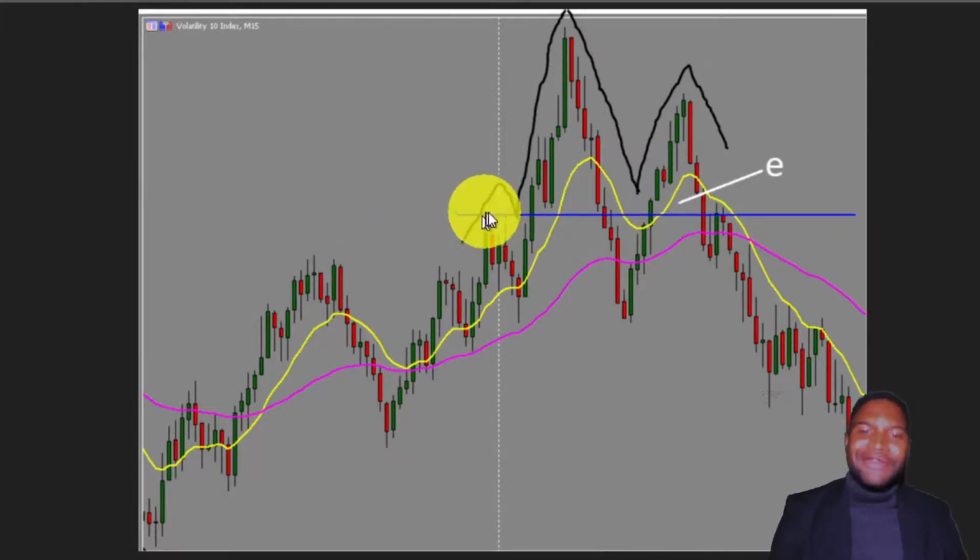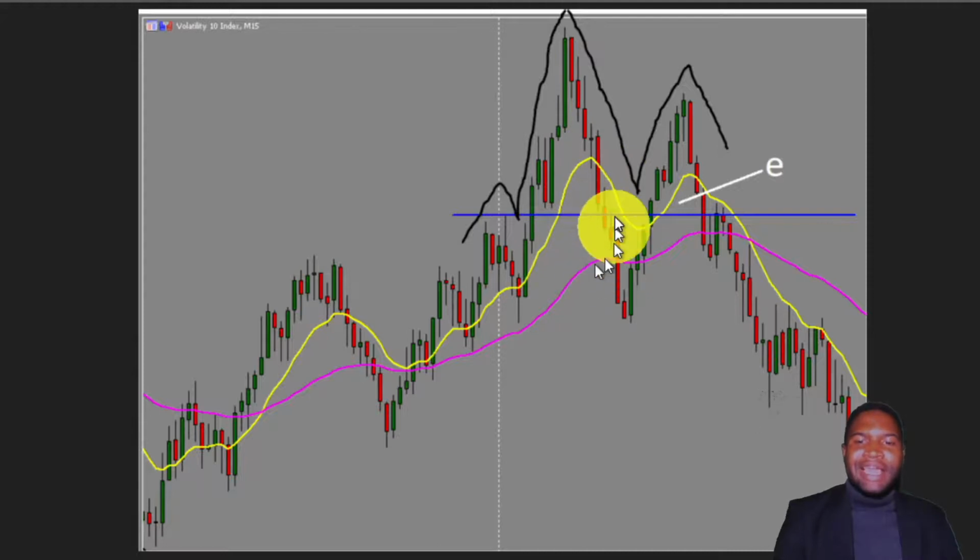Check here again. You have your first peak. You have quite a number of candlesticks. Price closes below the 13 EMA, right? And you have your head, you have your shoulder, you have your head. Price closes back above the 13 EMA right here, and it closes back below the 13 EMA, and you can also take your entry. We are not trying to complicate anything, guys.